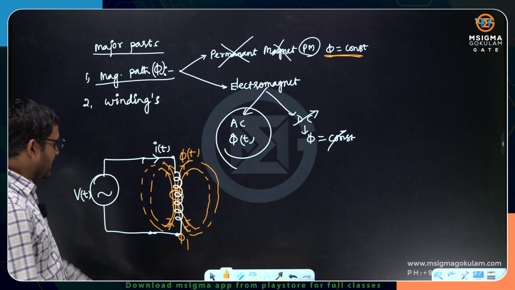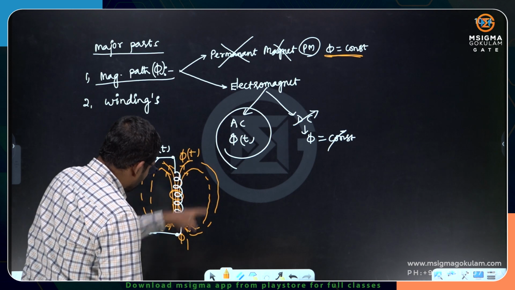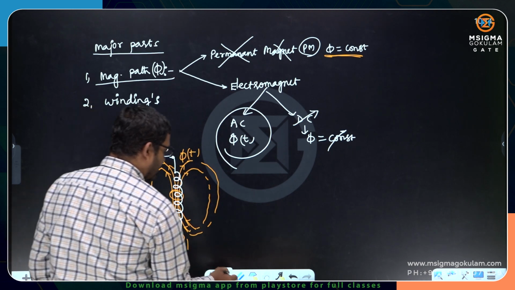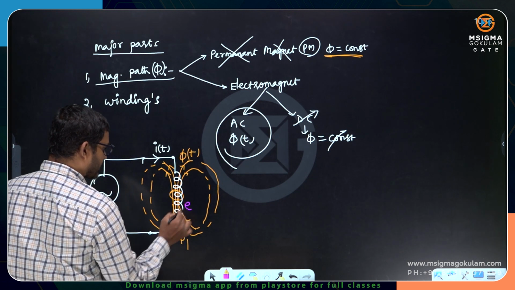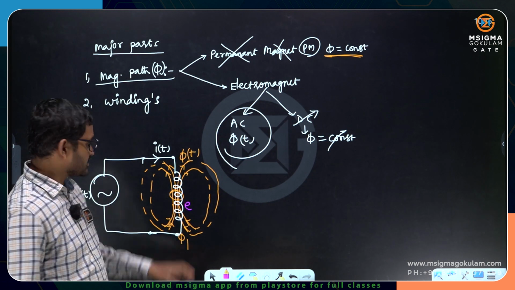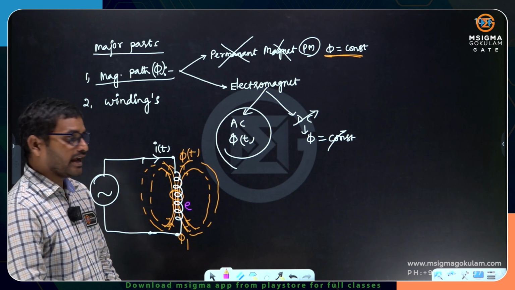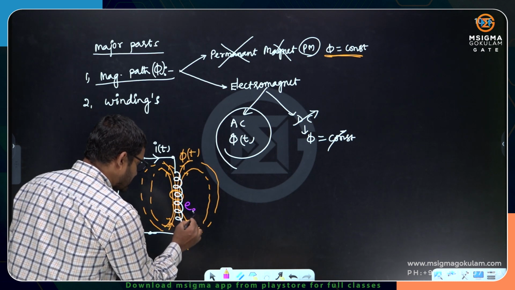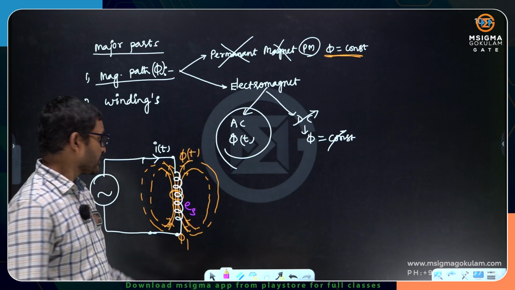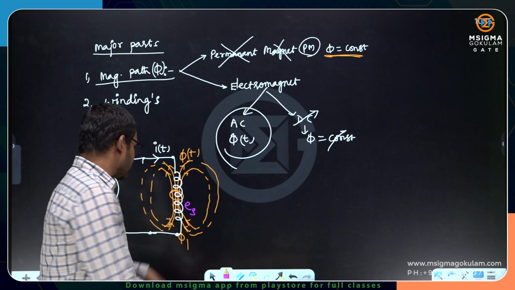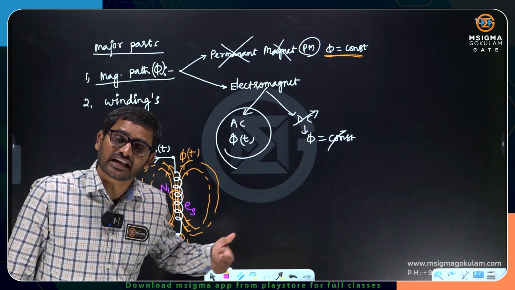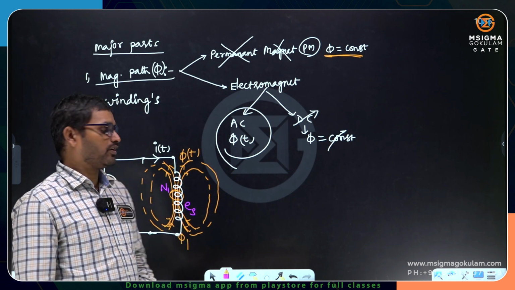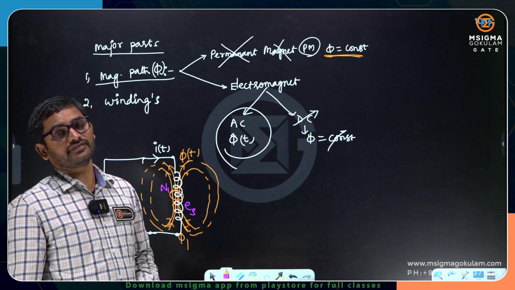By the way, as the flux lines are linking with this coil, definitely an EMF is going to be induced in this coil. This EMF we call stationary induced EMF because the coil is stationary, and I can also call it self-induced EMF because the coil's own flux lines, let me take it as N1 turns, N1 coil flux lines are linking with N1 only. Therefore, I can call it self-induced EMF.